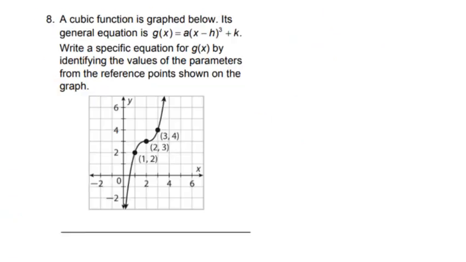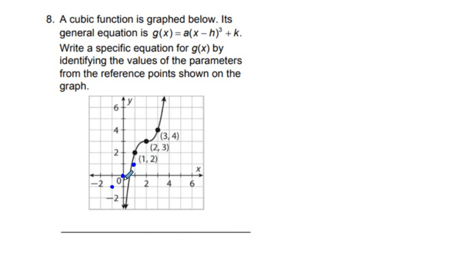Okay, next. 8. Cubic function graph below, its general equation is g of x equals a times x minus h cubed plus k. Write a specific equation for g of x by identifying the values of the parameters from the reference points shown on the graph. And so we had our original reference points that were going to be here at -1, -1, and then 0, 0, and 1, 1.